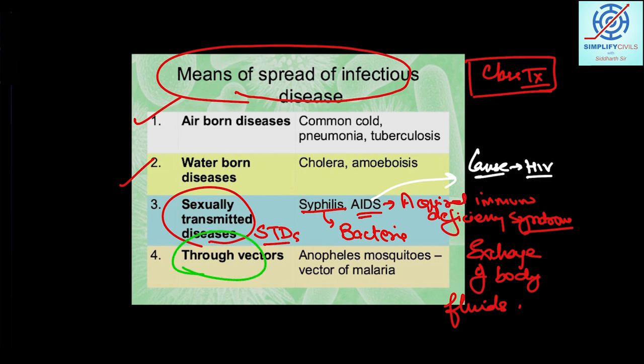Vectors. I've already explained in the past slides what vectors are. So you see, the Anopheles mosquito is responsible for the spread of the disease malaria. So the particular mosquito is a vector here.